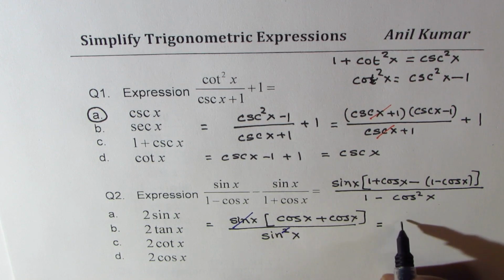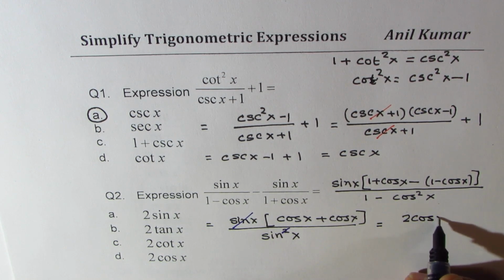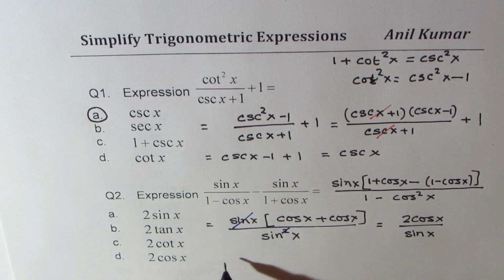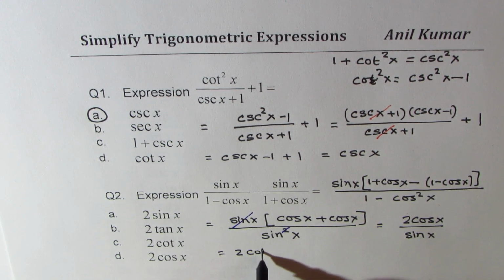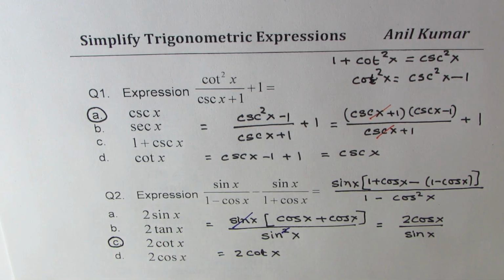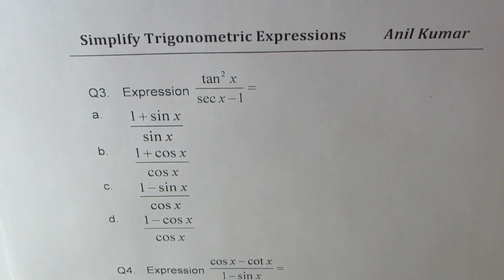You are left with 2 cos x in the numerator divided by sin x, which is 2 cotangent x, which is the option C for you. Correct? So that is how you are going to answer this question. I hope the steps are clear. Let's move on and take 2 more questions for similar type of expressions.